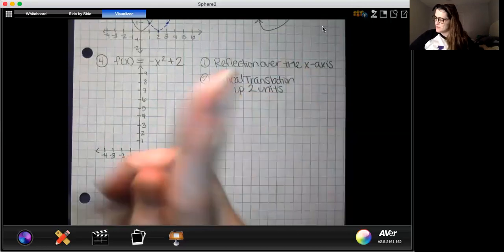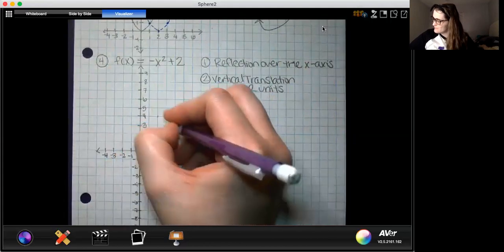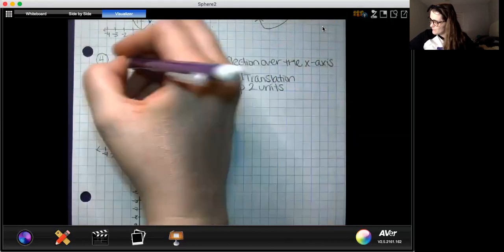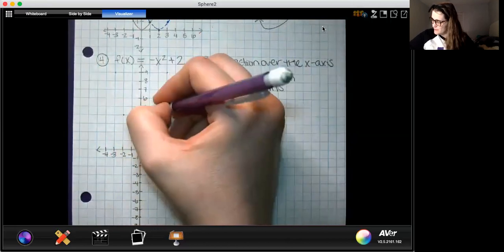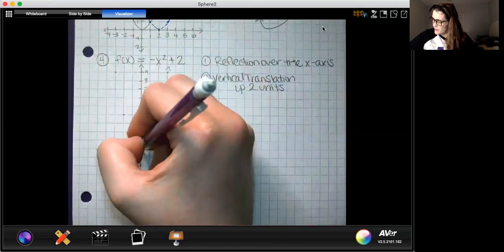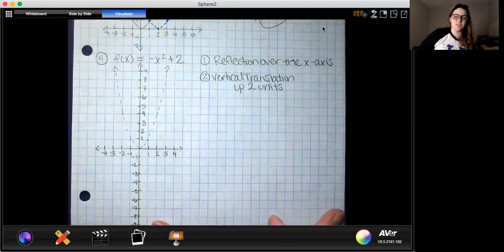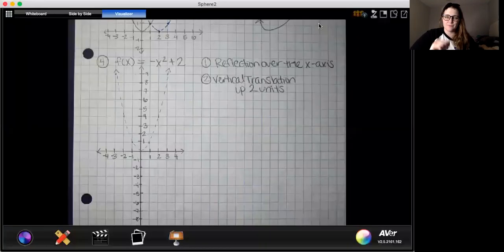So, work through the notes. So we start with a parent function. And we're going to do a dashed line. Now, do the best you can. The whole purpose of the dashed line is just simply so that we can tell the difference between transformations and the final answer, starting with our parent function. So now we're going to do our reflection over the x-axis, which is green.